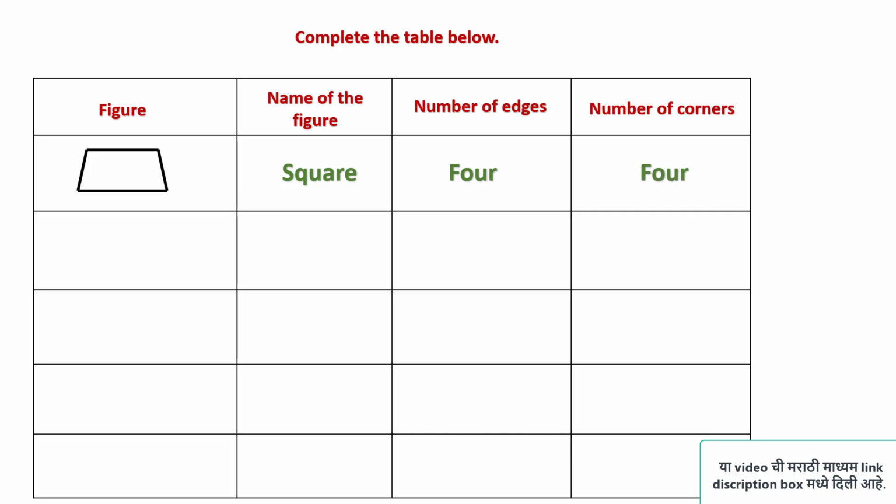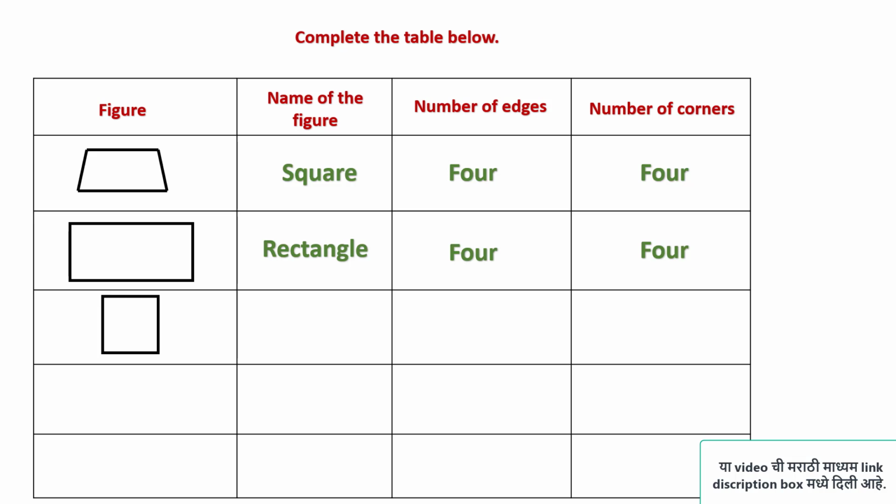Look at this figure. Name of the figure is rectangle. Number of edges is 4. Number of corners is 4. Look at this figure. Name of the figure is square. Number of edges is 4 and number of corners is 4. Look at this picture. This is a triangle. The name of the figure is triangle.